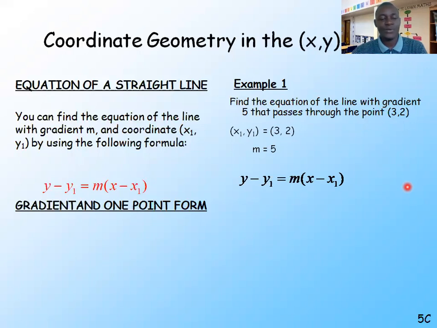And then I recall my formula, which is y minus y1 equals m times x minus x1. After that, you substitute the values into your given equation. That will be y minus 2 equals 5 times x minus 3. Remember, my y1 is 2 and my x1 is 3. So that will be x minus 3.